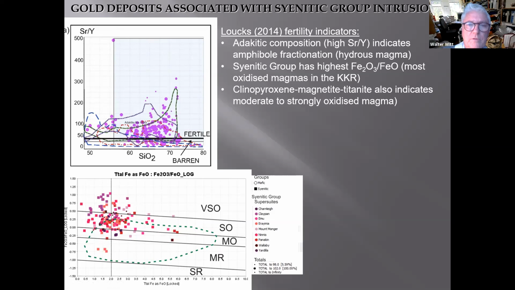Another important fertility indicator is the oxidation level, and the syenitic group intrusions have among the highest Fe2O3 over FeO ratios in the Kalgoorlie-Kurnalpi Rift, higher than the Mafic Group intrusions. And that high oxidation fugacity is supported by the mineral assemblage clinopyroxene, magnetite, titanite, which is typical of unaltered syenitic intrusions.